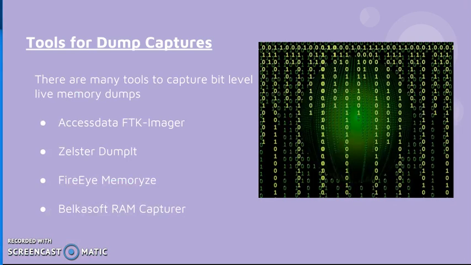Certain tools can be used to create a dump file to capture a complete copy of every bit of memory or cache, including some really good free tools. Examples of these tools include AccessData's FTK Imager, Zelster Dumpit, and FireEye's Memoryze. For the purposes of this presentation, we will look at the Belkasoft RAM capture. After we extract the volatile data with this tool, we can analyze it with other tools like Volatility that was mentioned in our textbook.